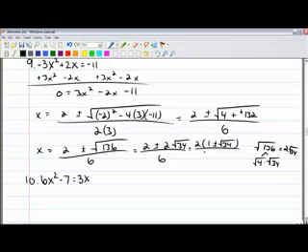But if you don't mind, I'm going to write 6 as 2 times 3. And you'll notice that 2 up top, 2 down below cancel. This is getting messy, but your answer is right here. X equals 1 plus or minus the square root of 34 divided by 3.